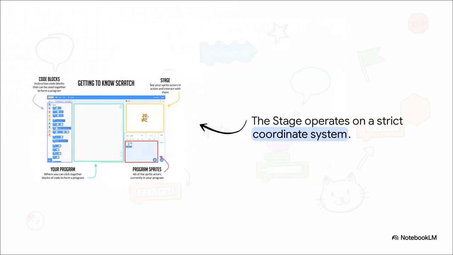Let's zoom in on those boundaries a bit. The stage, on the right, isn't just some random open canvas. It actually operates on a super strict coordinate system. Dead center is 0, 0. It stretches along an x-axis from -240 to +240 and a y-axis from -180 to +180. Meanwhile, that massive code area in the center is where the real action happens. You drag your blocks over from the left and literally snap them together like puzzle pieces to control what goes down on that coordinate grid on the right. But you might be wondering, how do you know which blocks actually snap together?